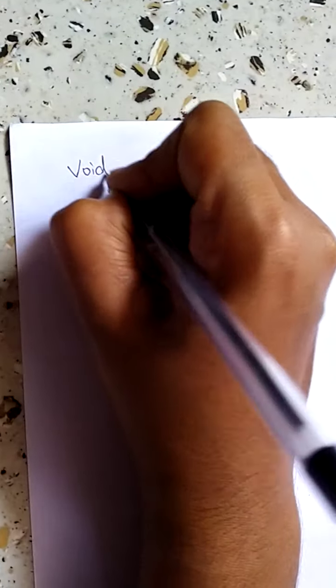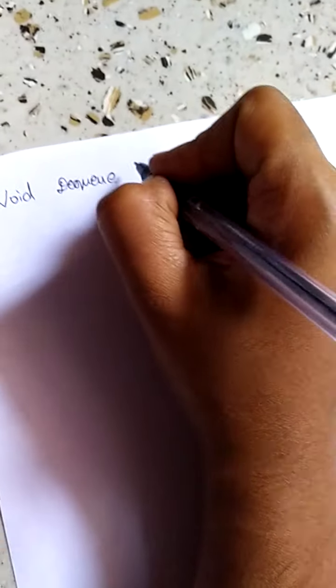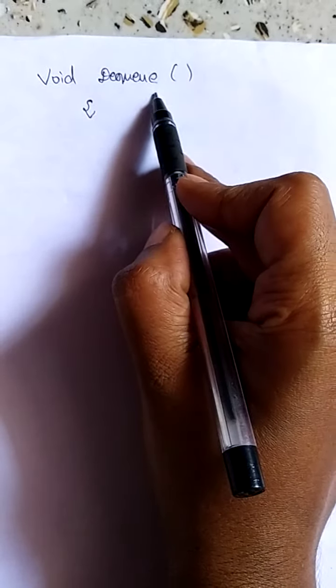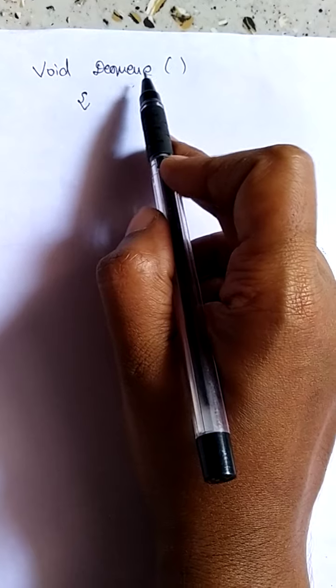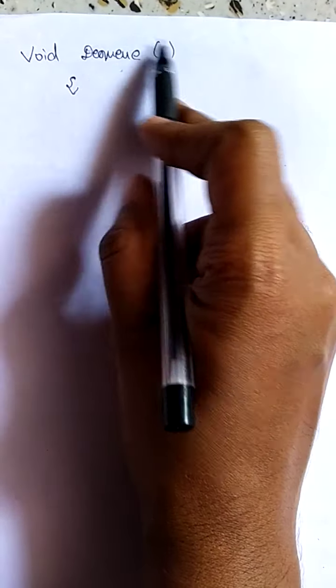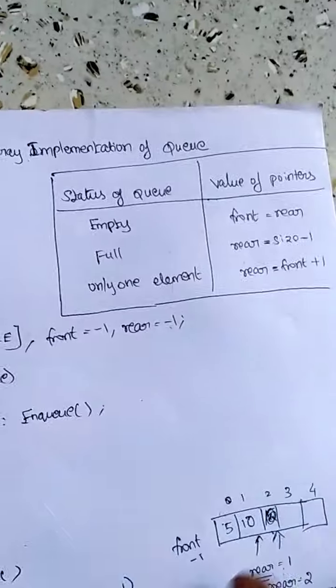Next one is the dq, void dq. When you want to dq, that means removing an item. You can remove an item when there is at least one item. When the queue is empty, you can't remove anything, right? So first you have to check whether the queue is empty. What is the condition for empty? Front equal to rear.